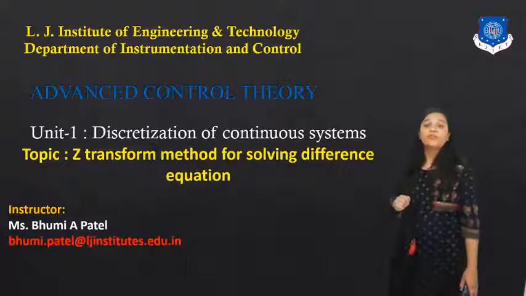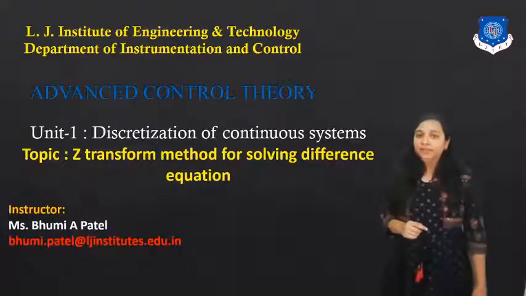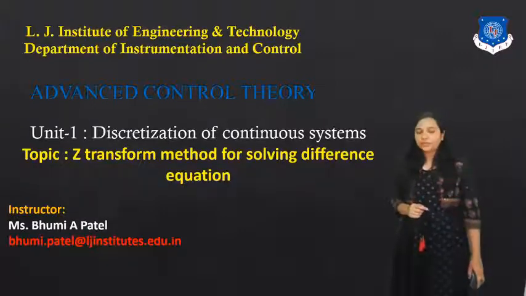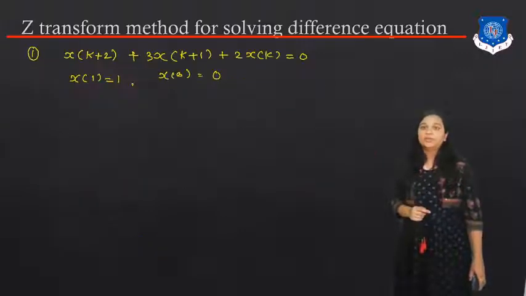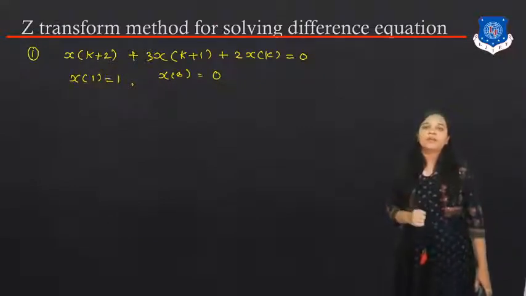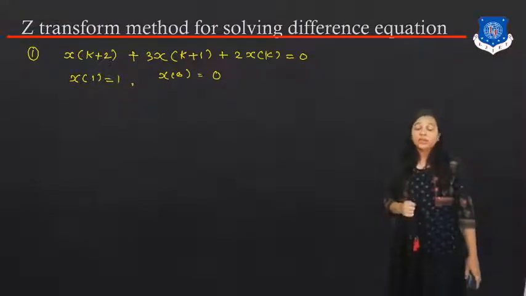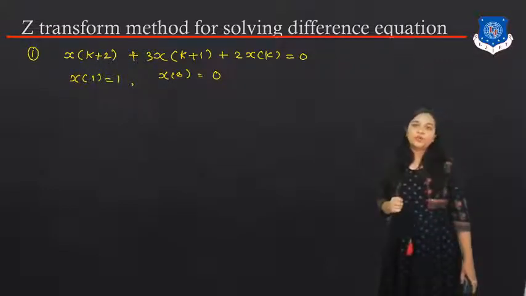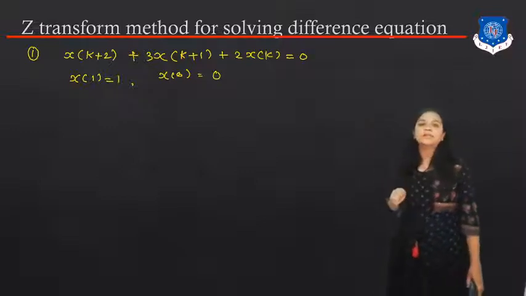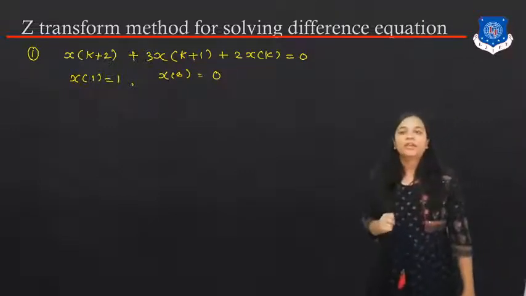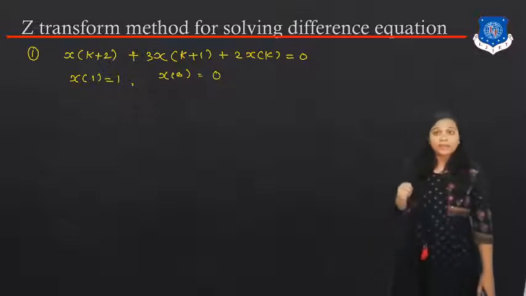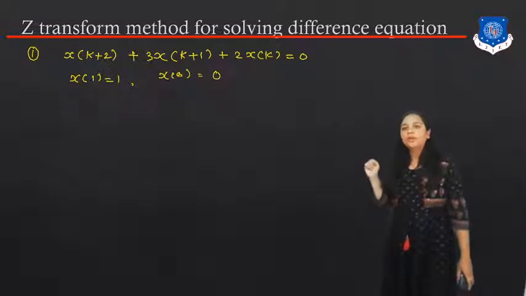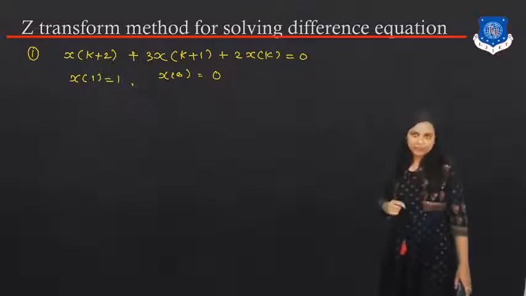Z transform method for solving the difference equation, in Unit 1, discretization of continuous time system. Okay, so first of all, the Z transform method for solving a difference equation. Here, the equation is given: x(k+2) + 3x(k+1) + 2x(k) = 0, with initial conditions x(1) = 1 and x(0) = 0.